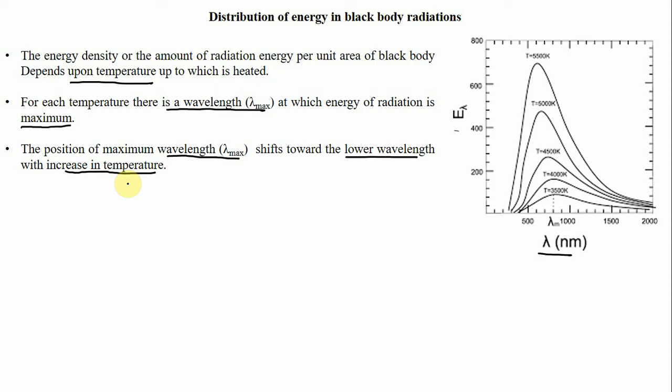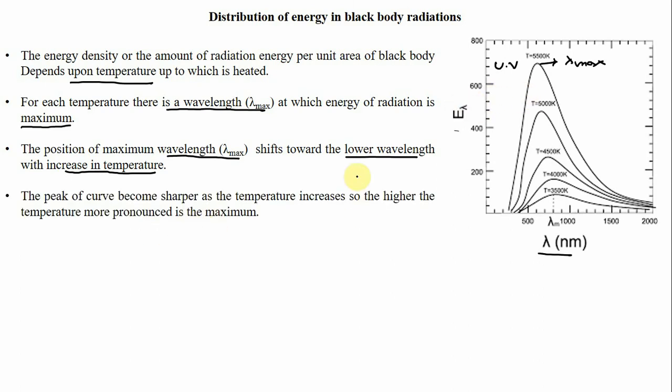So it's also true, for example, when you heat an iron rod: as the temperature increases, it shifts towards the blue, which is a shorter wavelength. So the same is true here. This wavelength at which energy is maximum, this is your lambda max, shifts towards the shorter wavelength or the lower wavelength as temperature increases. So when the temperature increases, here this is the UV region, this will be the visible region, and this will be the infrared region. So it shifts towards the UV region.